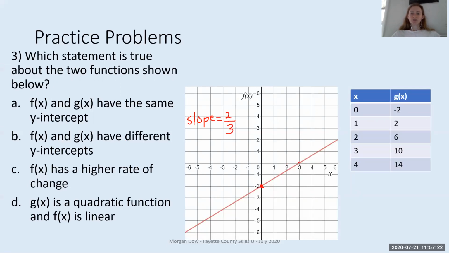And it has an x-intercept of 3. That might be another useful piece of information. Okay, now let's take a look at g of x over here.